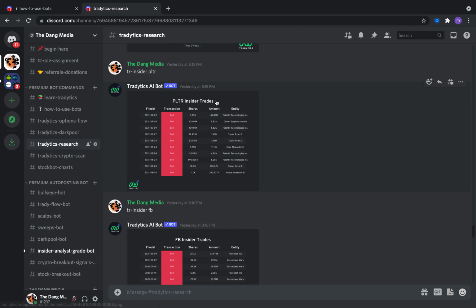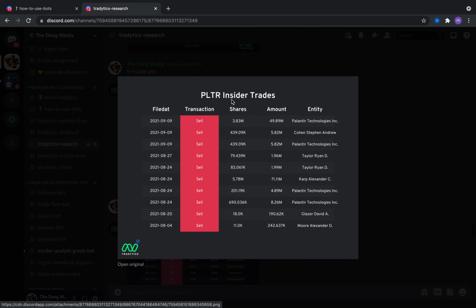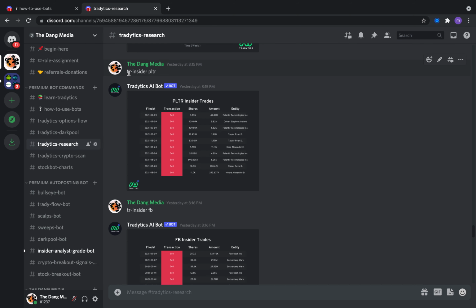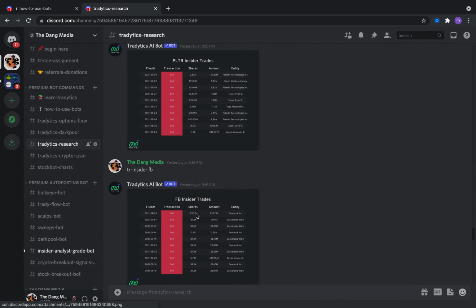One of the things that I like to use is check like insiders. You can look at that. PLTR insider shares, type in TR insider and then the stock. You can see there was a lot of selling for Palantir and Facebook for insider trades.